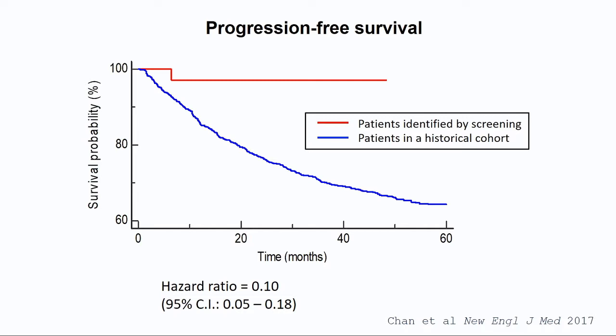And because we're treating patients in real time, we could also follow up their progression-free survival data. And we found out that the patients who have been identified by us, their progression-free survival statistics is 1/10 better than the traditional historical cohort. So you can see the hazard ratio is 0.1. It means that they have 10 times better progression-free survival.